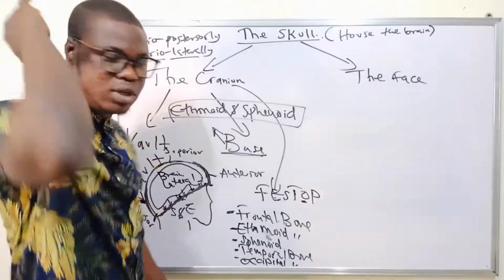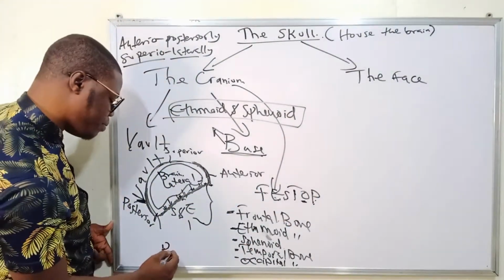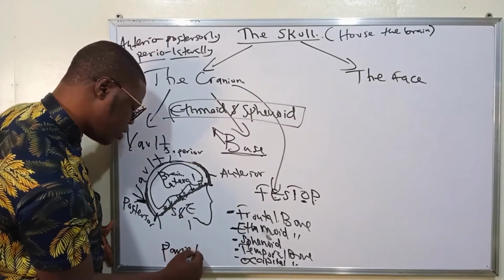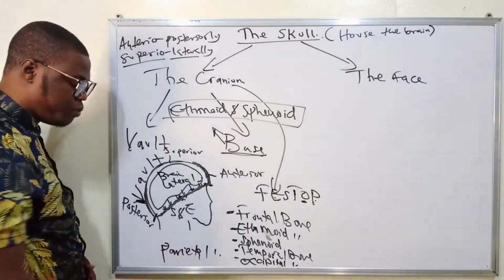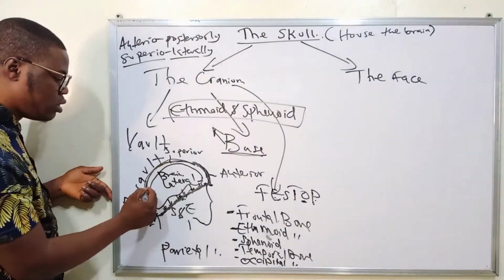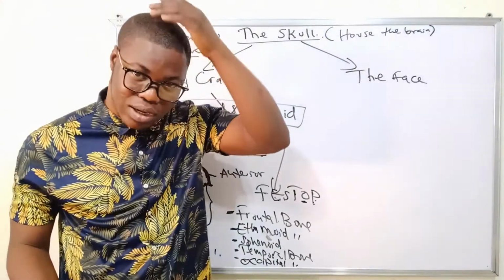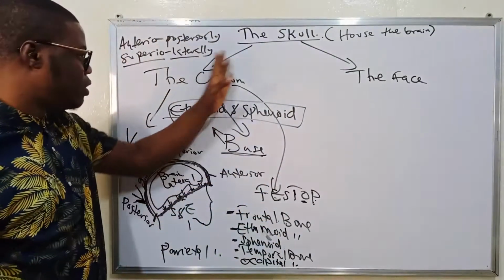It's located posteriorly. And finally, we have the P, the parietal bone. Parietal bones are the most superior part of the head. So this place, we have the parietal bone. So this is our parietal bone. So that is about the cranium.